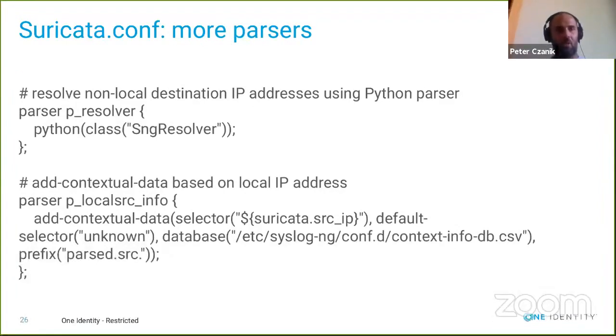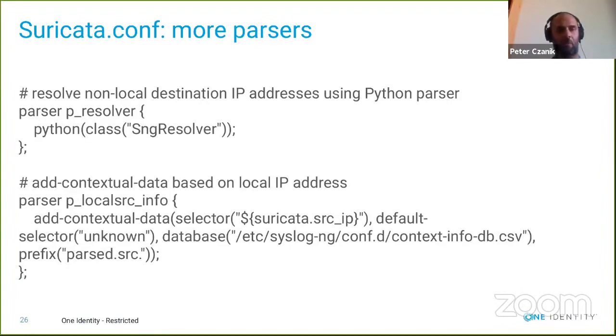Here we can see a few additional possibilities. Python: we define here a Python parser. We will see the code later on. And contextual data can be used to add additional information fields based on the message content.